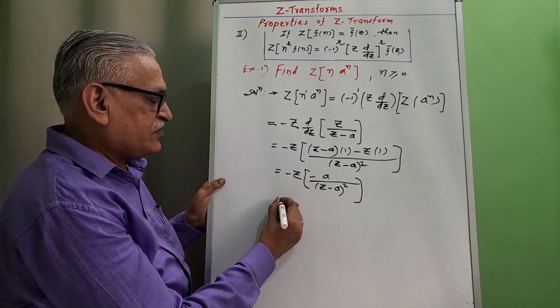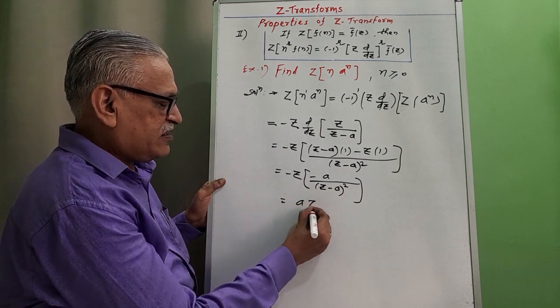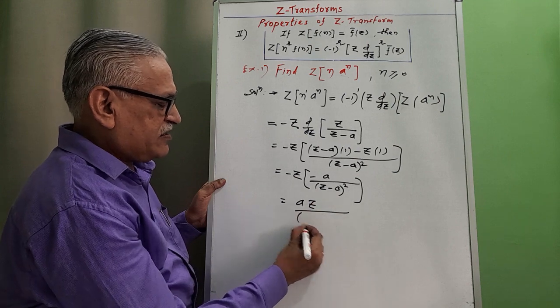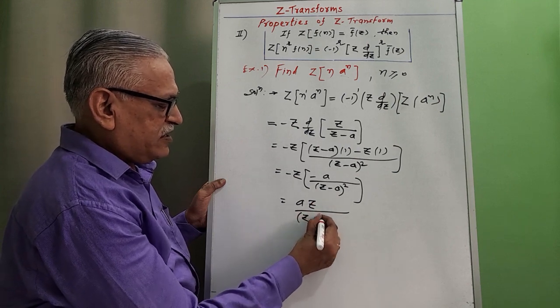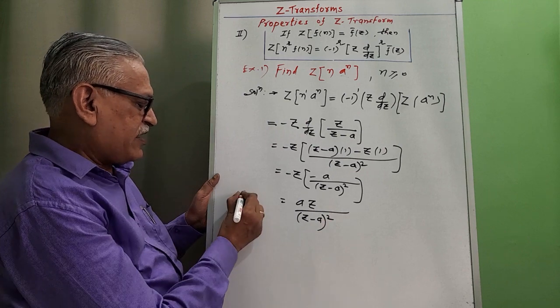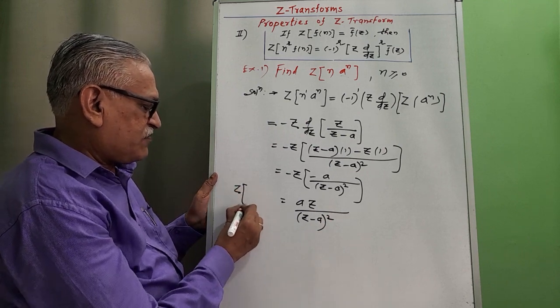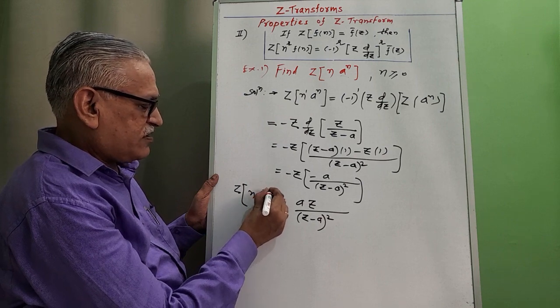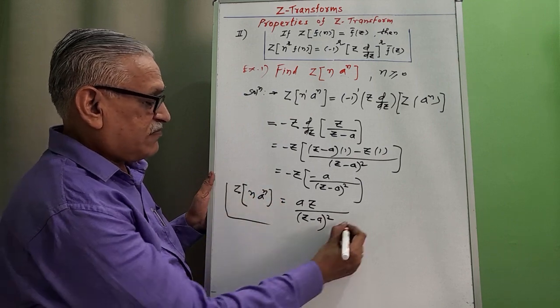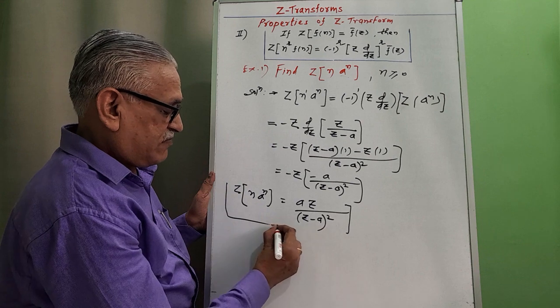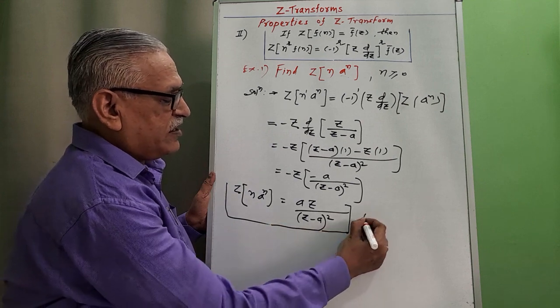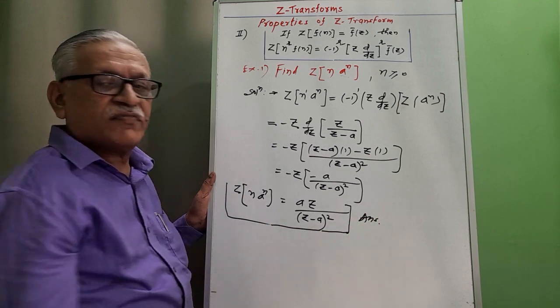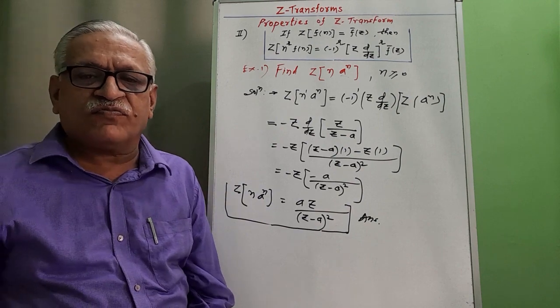Minus minus becomes plus. Therefore, it is az divided by z minus a whole square as the Z transform of n multiplied by a raised to n. This is the required answer, or required Z transform.